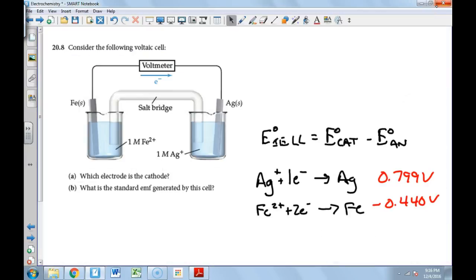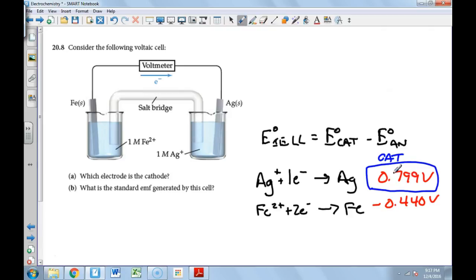We need to arrange these things, the silver and the iron, in order to make sure that the cell potential is positive. A reaction is only going to happen when the cell potential is positive. So how do we get a positive cell potential? The only way is by making silver our cathode. The cathode has to have a higher potential than the anode. There's no way it can happen otherwise. So the cathode is the silver.